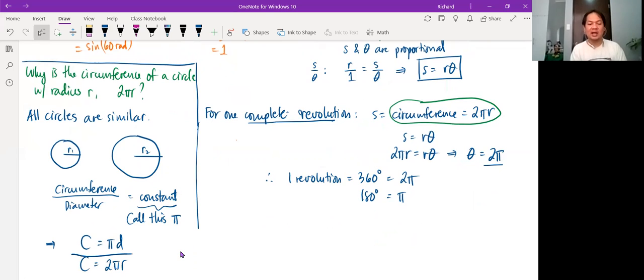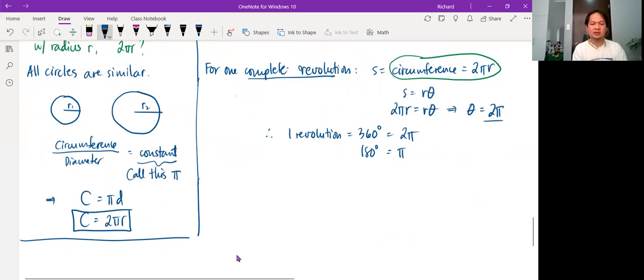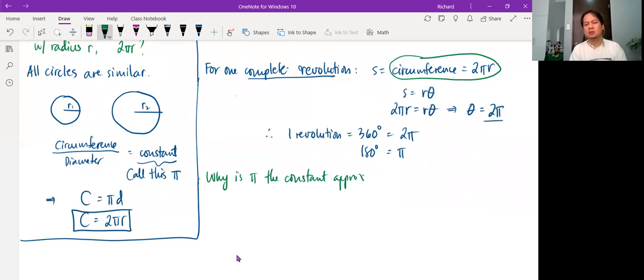So that's why the circumference is 2 pi r. So I guess your next question now is, why is pi the constant approximately equal to 3.14? In fact, from what we have written here on this box, we can define pi as the circumference over the diameter of any circle.